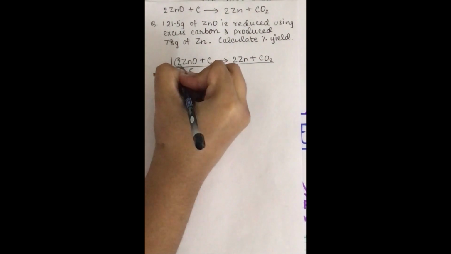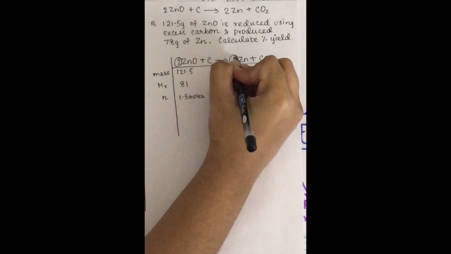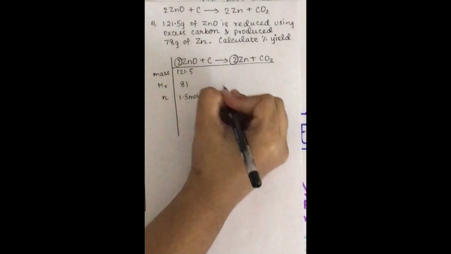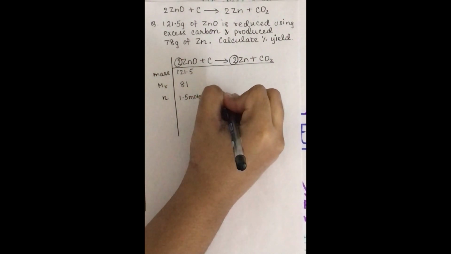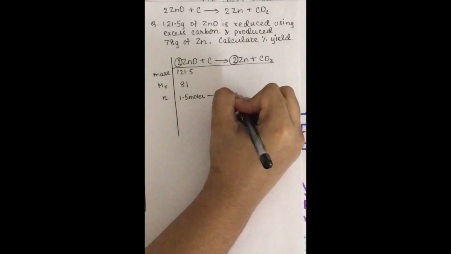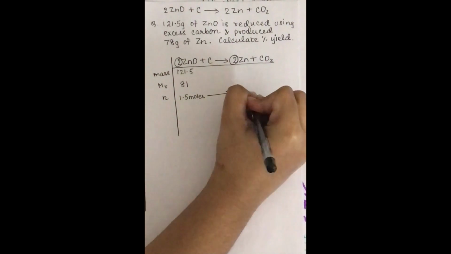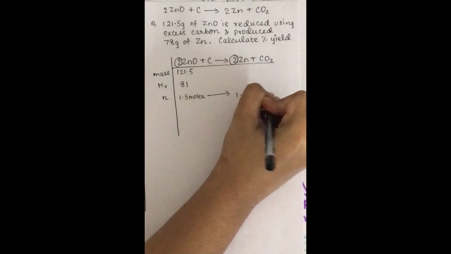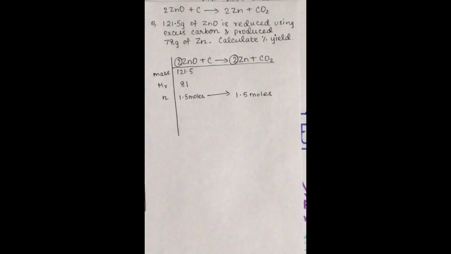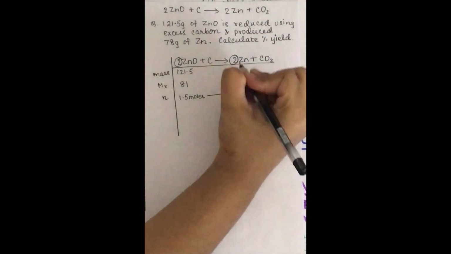Now if you see the ratio of ZnO to Zn, 2:2, so 1:1 ratio. This gets carried forward to Zn as well, so it's 1.5 moles. Then we need to find the MR or the AR of Zn, which is 65.